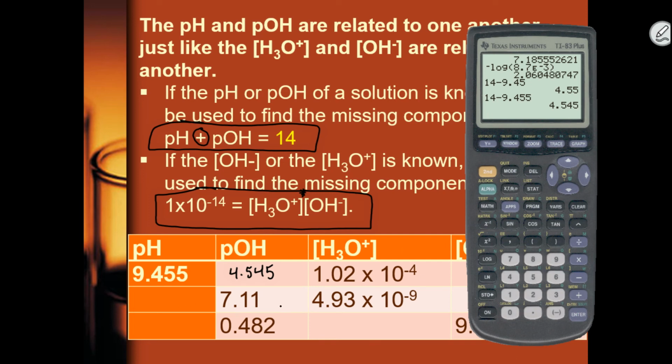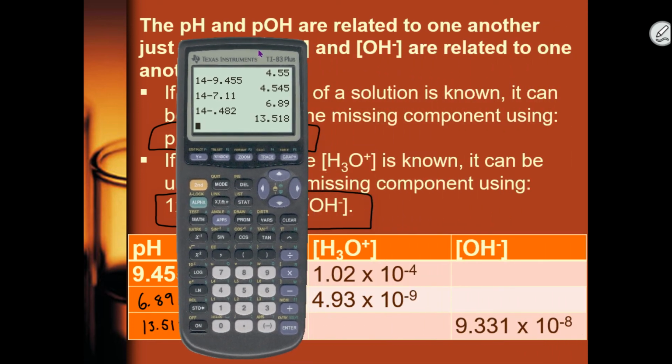I'm going to keep going down the row here. pOH to pH, I'm going to do the same thing. 14 minus 7.11, which will give me 6.89. 14 minus 0.482 gives me 13.518.